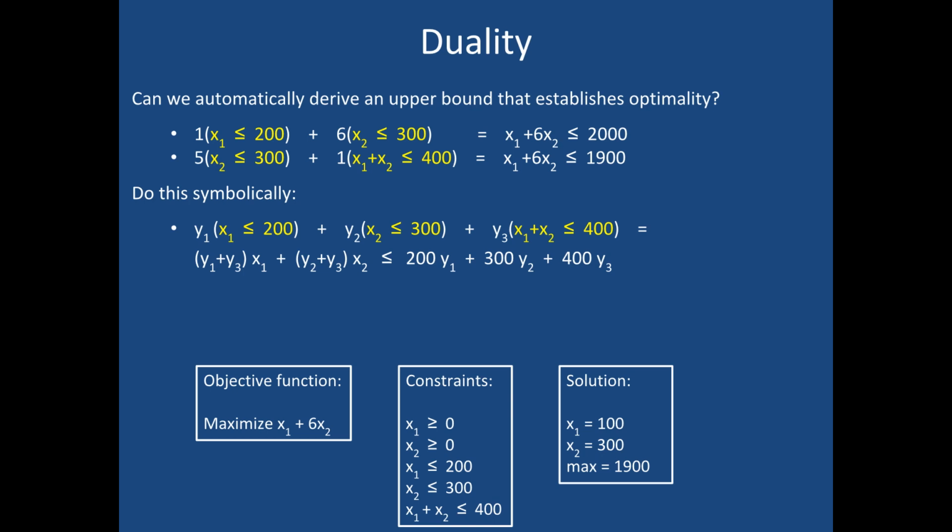What properties do these variables have to have? What do we want y1 plus y3 to be? Remember, we want this to end up looking like our objective function, which is x1 plus 6x2. So what do we want that to be? We want y1 plus y3 to equal 1, and we want y2 plus y3 to equal 6. And what do we want for this to be when we're all done?